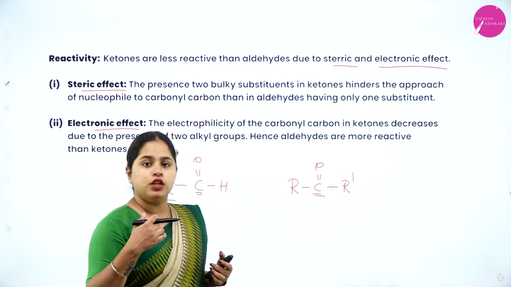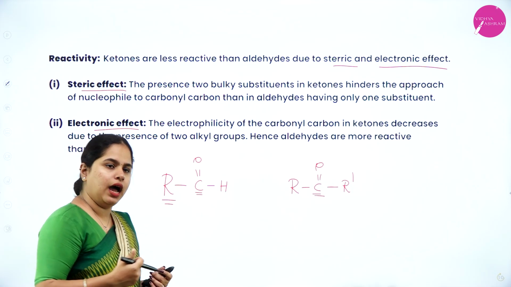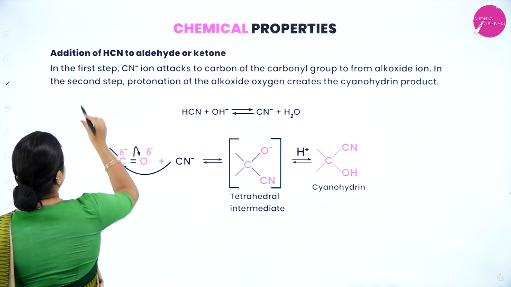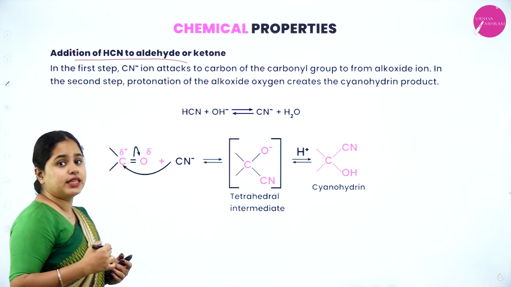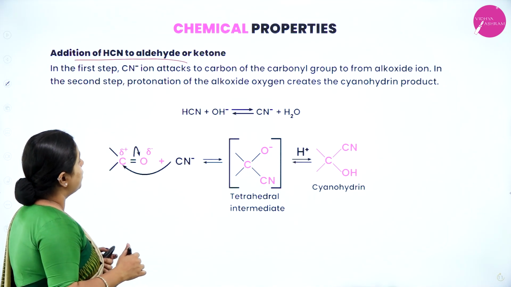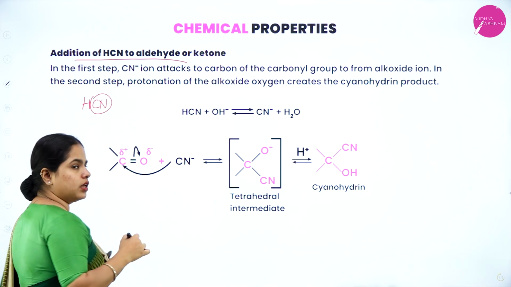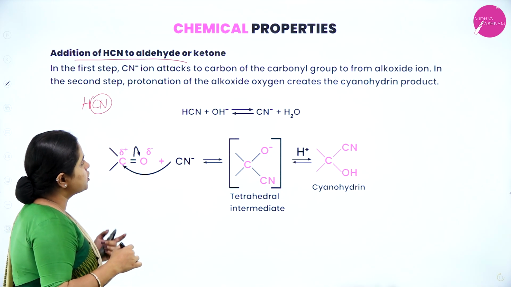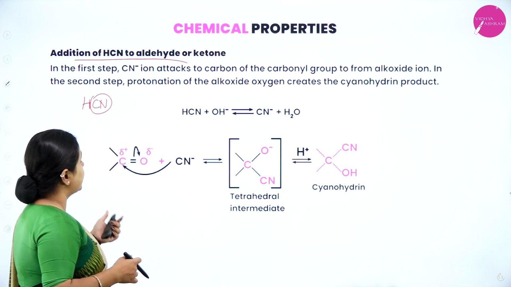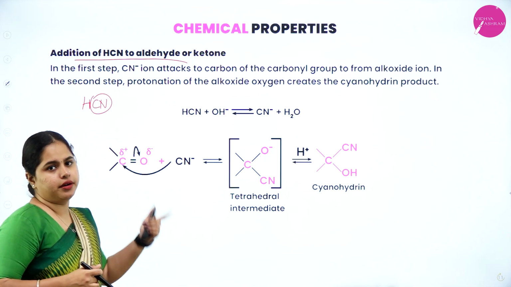Because of that, the nucleophilic reactivity of the ketones will be lesser than the aldehydes. Now, the first reaction we are going to study is the addition of hydrogen cyanide, HCN, to aldehydes and ketones. In the first step, CN minus is the nucleophile. It attacks the carbon of the carbonyl group to form an alkoxide ion. In the second step, protonation of the alkoxide oxygen creates the cyanohydrin product.